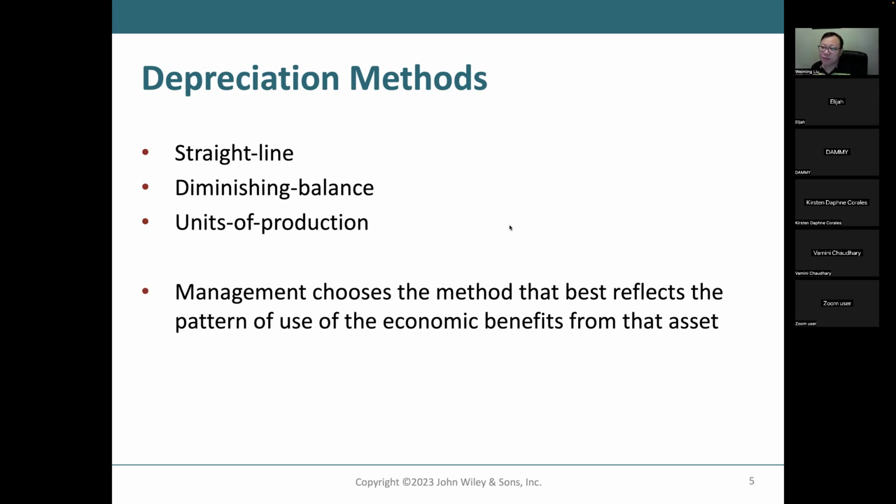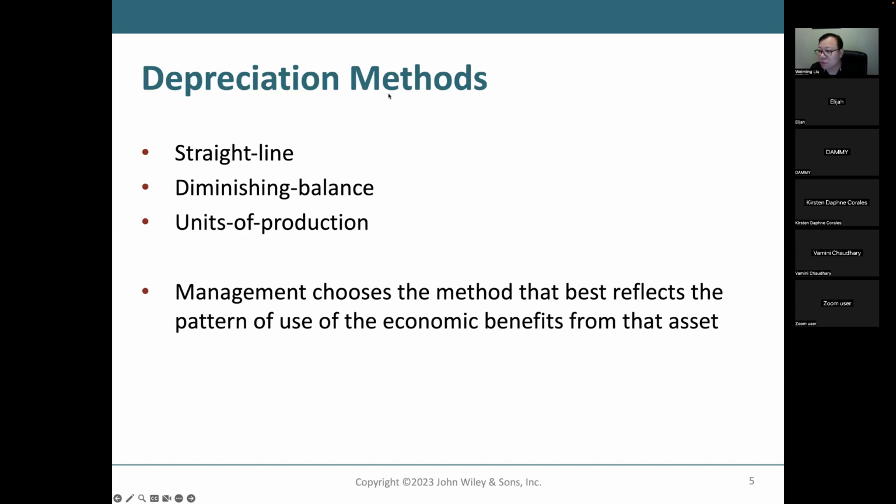Units of production. Using this method, we are going to calculate the amount of depreciation per unit. And then, depending on the number of units for a particular period, I'm going to apply the rate, right? The depreciation amount per unit times the number of units for that period. So those are the three methods of calculating depreciation.